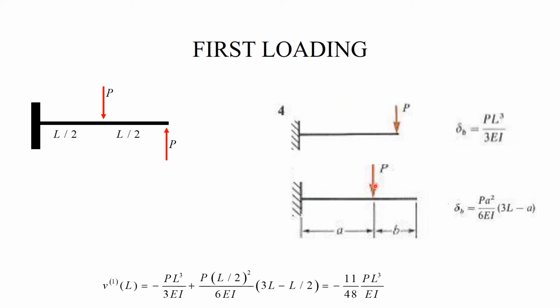Now the second table is evaluated for a equal to L over 2. So I plug in L over 2 here and L over 2 here, and as a result I obtain the displacement minus 11 over 48 PL cubed over EI. Minus indicates that the tip moves up, and it's not really that surprising. This force is more potent than this one.